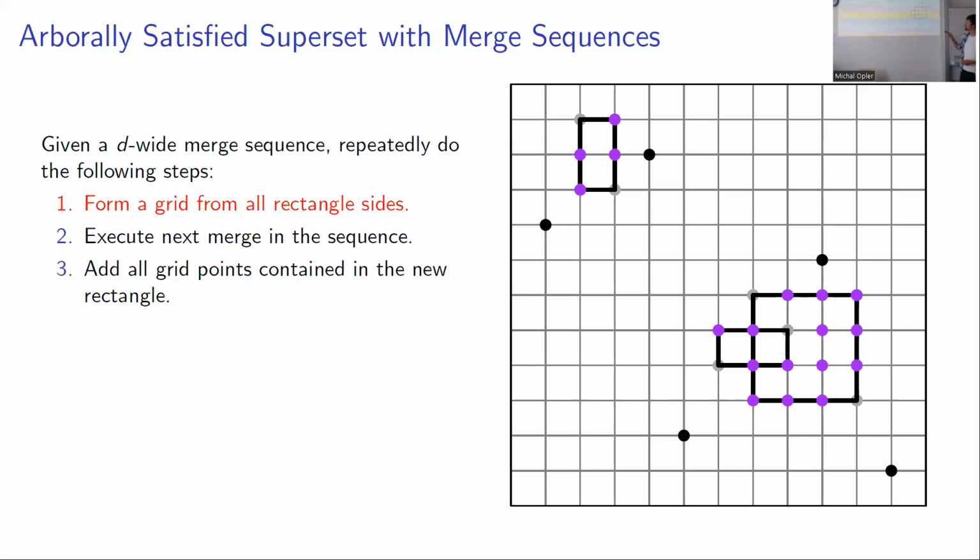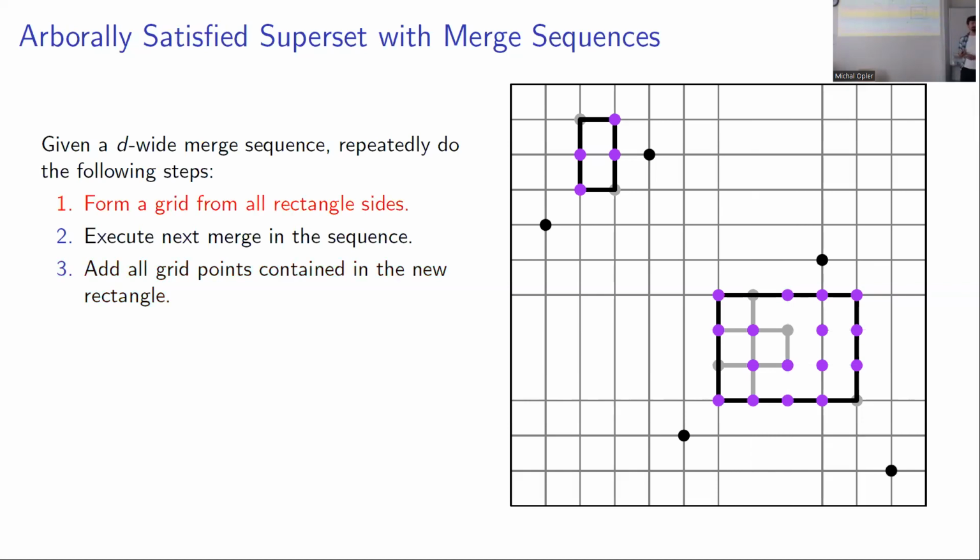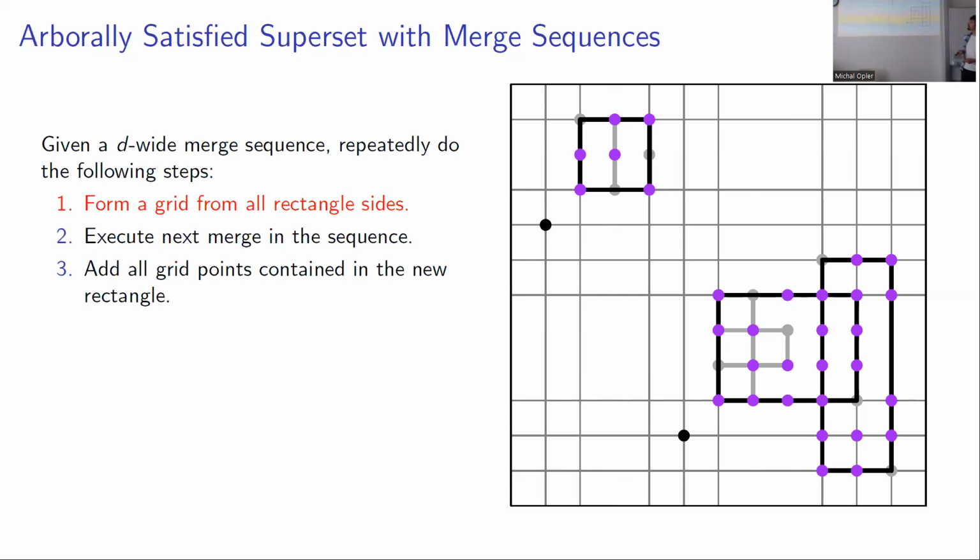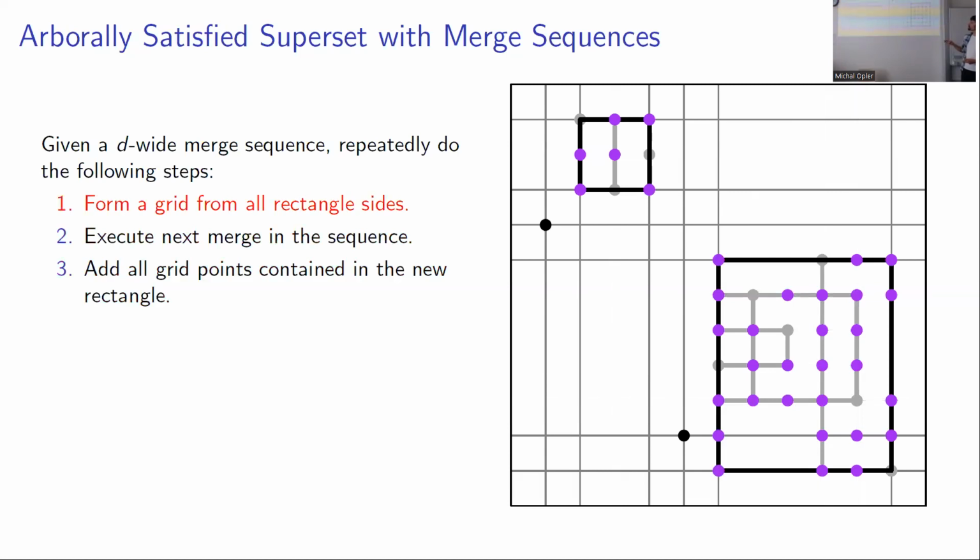Still nothing happens. You again do the next merge, and again all the grid points get added. But now, suddenly, all these lines have disappeared. They're no longer sides of the rectangle. So the grid becomes sparser. And we continue executing the next merge, now adding only the grid points with respect to this new grid. And again, and again. Now again, the grid gets sparser at this point. We execute the next merge and add all the grid points.